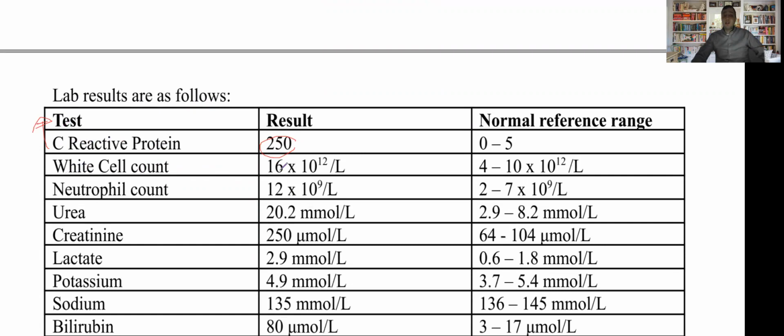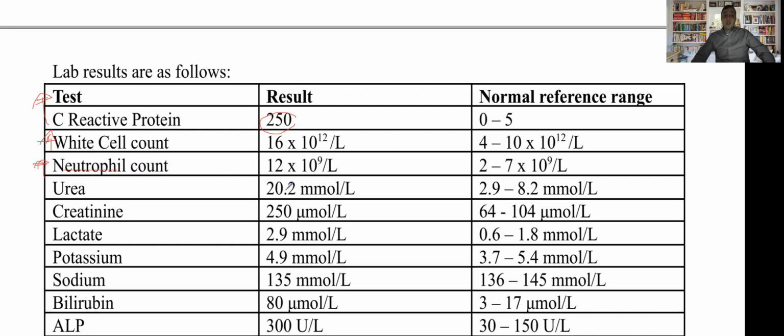White cell count is 16. So the patient has leukocytosis, which again indicates there is inflammation and an inflammatory process is going on in this patient. Neutrophil count is 12, which is high. Again, this might indicate we have an infectious process here. Urea is 20 and creatinine 250.